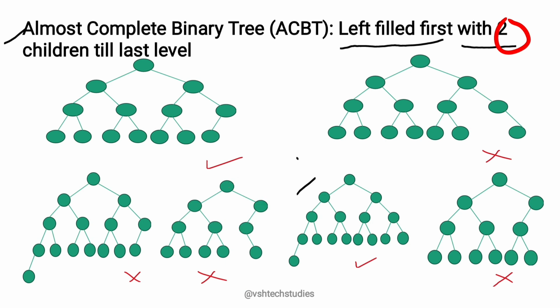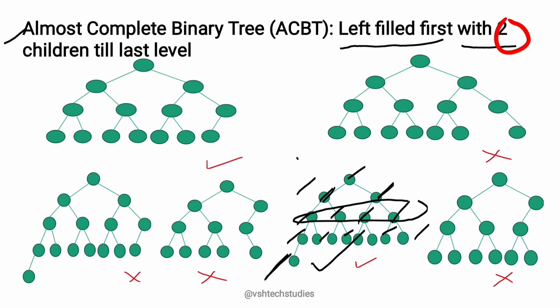Next, taking up this tree, this node has 2 children, left, right. This node has 2 children, left, right. This node has 2 children. Then all these 4 nodes have 2 children. So this level is till here, all the nodes have 2 children. Then only the next level is filled. In that, left is filled first. So all the rules it is following. So till last level 2 children, and in its next level left is filled first. So this is almost complete binary tree.